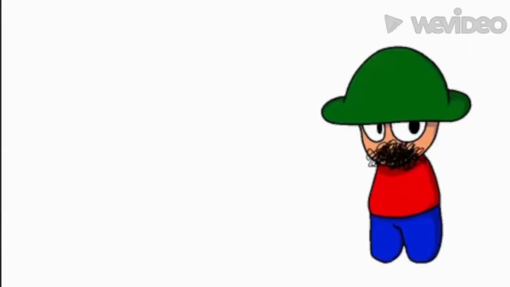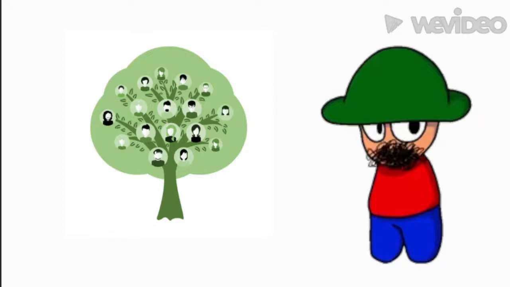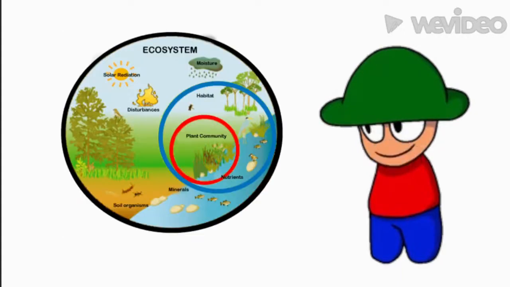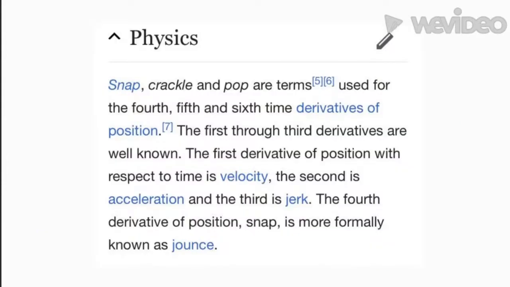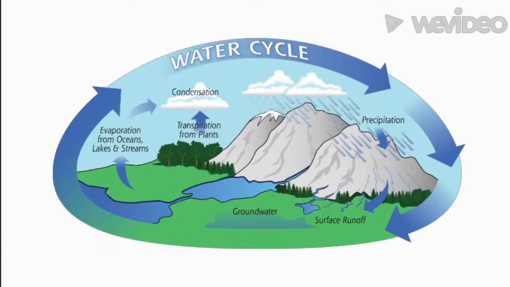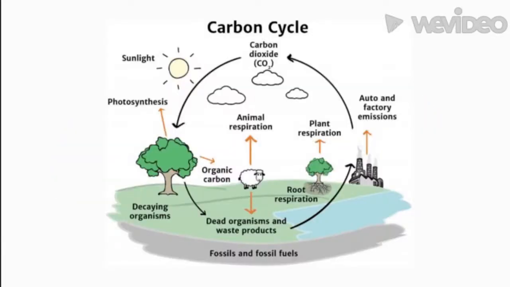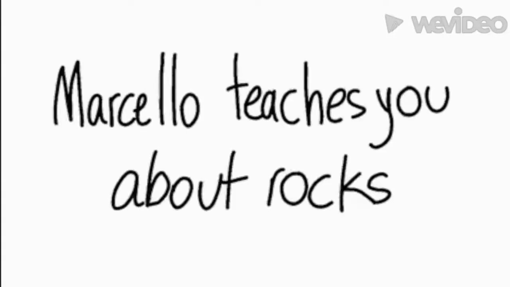Science can come in many different parts, almost like a family tree full of topics. It goes from the ecosystem, dermatology, and finding out the snap crackle pop is an actual term scientists use. There are also tons of scientific cycles, such as water cycles, carbon cycles, and the one that I will be discussing today.